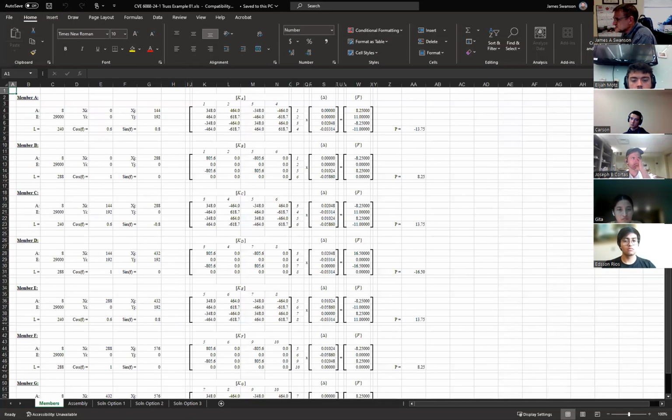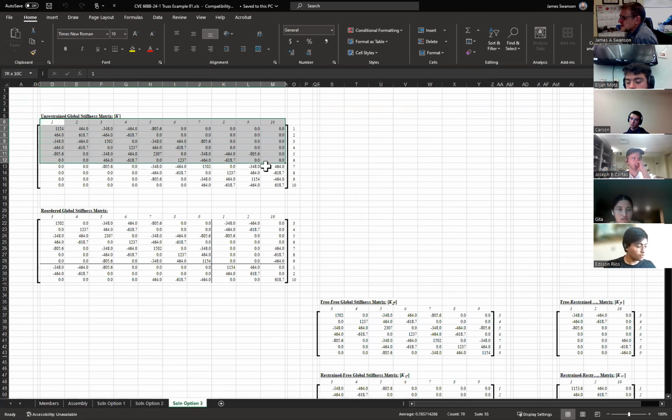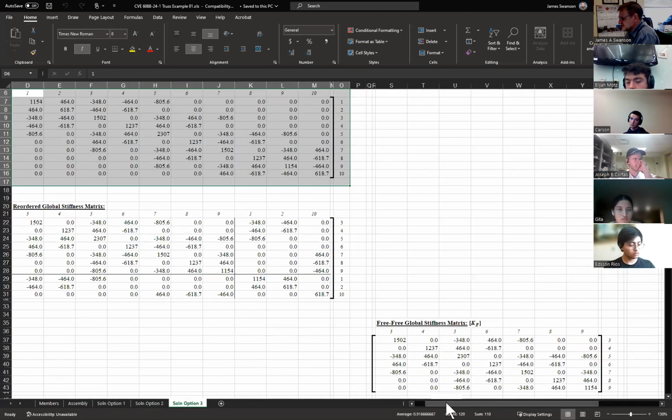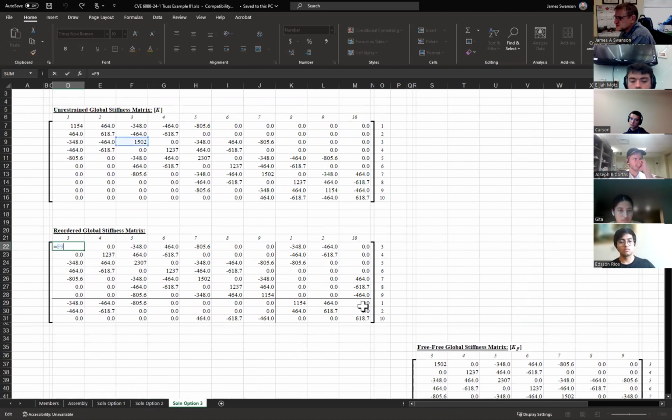Now let me shift gears to the Excel sheet. We'll go to Excel solution number 3, and I have it broken out here. This is the unrestrained stiffness matrix. It has 100 elements in it; it's a 10 by 10 matrix. Then all I've done here is reorder the rows and the columns, and I'm using references here.